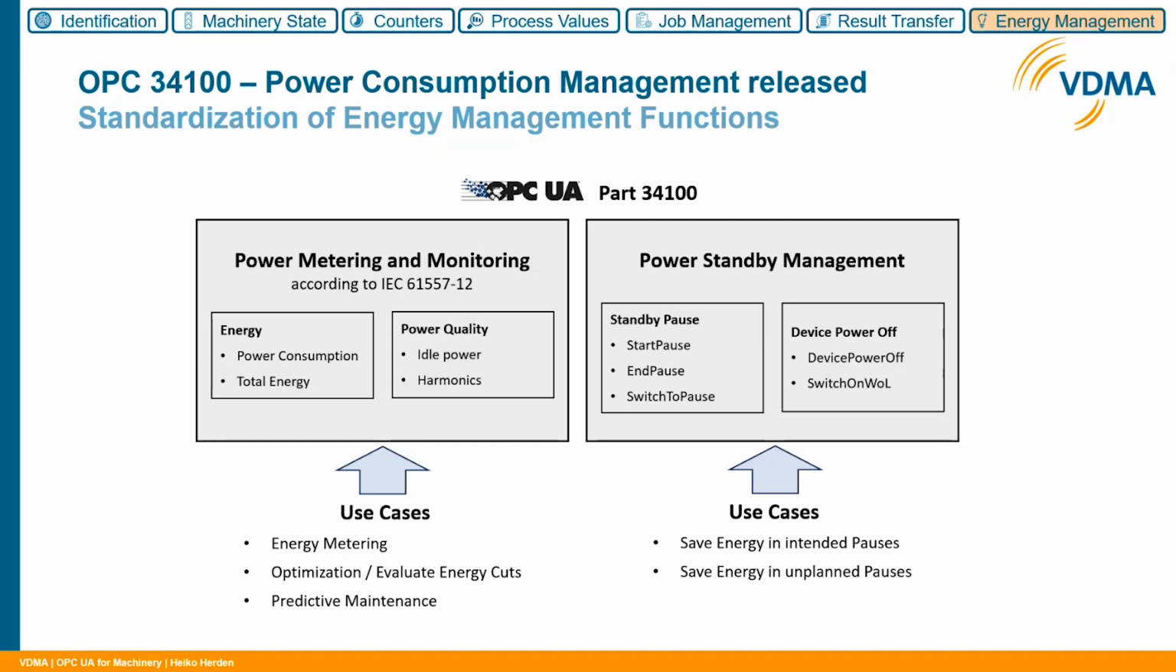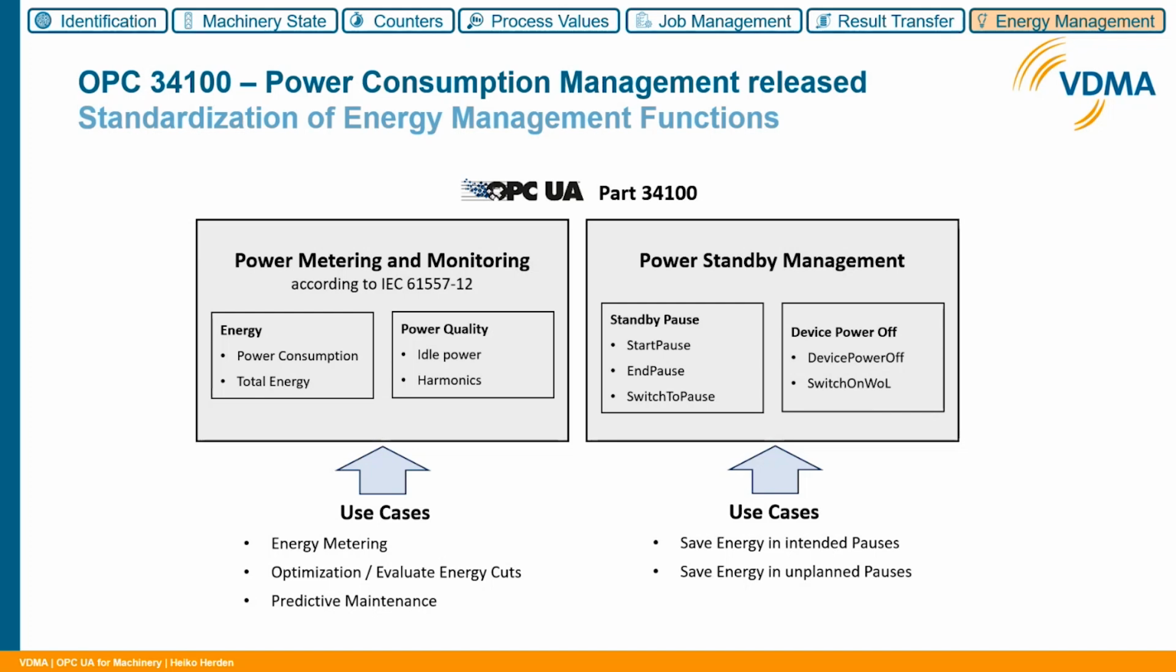For one side, the power metering and monitoring, and on the other side, the power standby management. These things can be used to solve different use cases. So the power metering is about energy metering, optimization, evaluating energy cuts, maybe also doing predictive maintenance, while the power standby management really is about saving energy in intended pauses, but also in unplanned pauses.